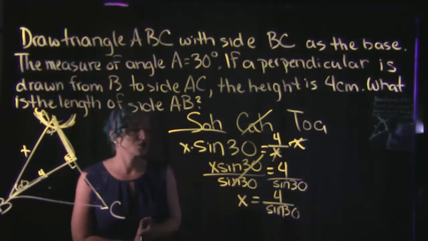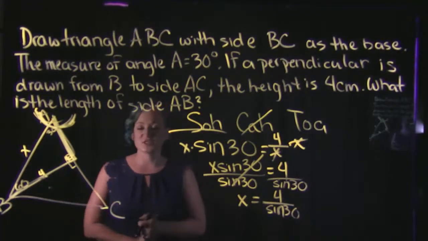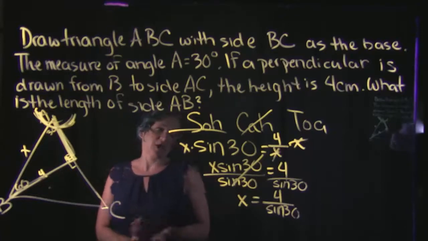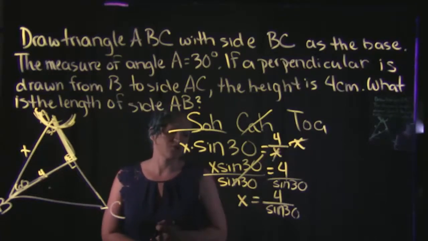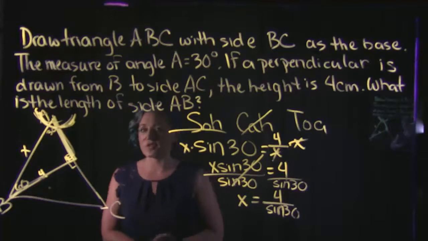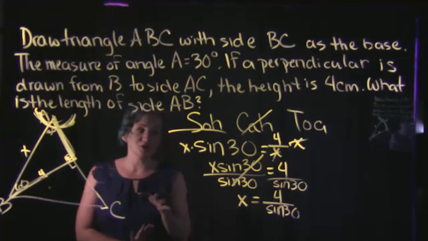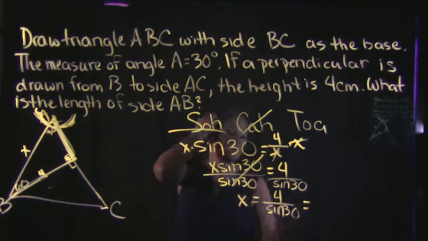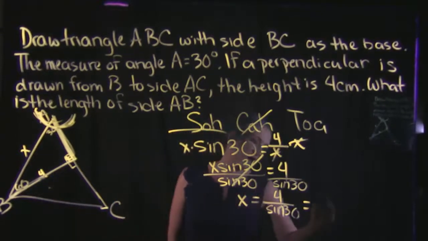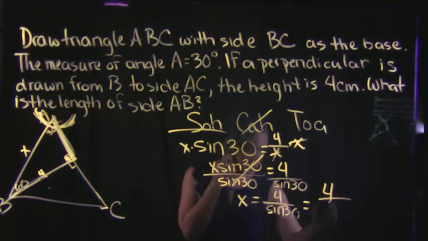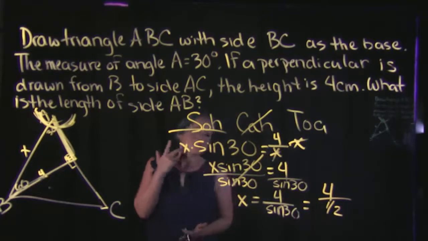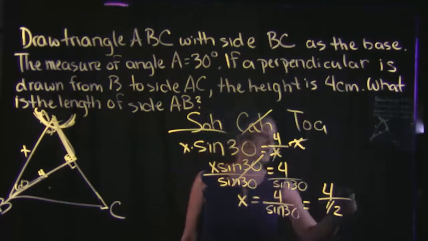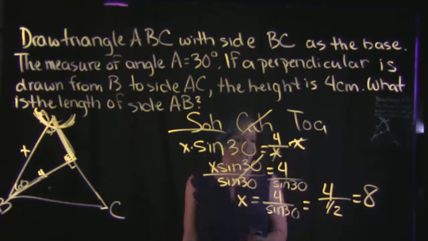There are a couple different things that you can do from here. You can plug this into your calculator. If you have a scientific calculator, you can do 4 divided by sine 30, and it should give you the answer. You can also use a unit circle. If you're not allowed a calculator, if you use your unit circle, you will find out that sine 30 is equal to 1/2. So if you do 4 divided by 1/2, you actually get 8.